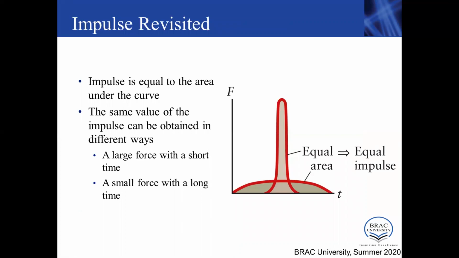Here the figure shows a graph, basically a force versus time graph, and here there are two graphs. One is narrower and another is wider, basically a wide graph and a narrow graph. But if the area of both graphs is equal, then the impulse involved in this case is also equal. So basically a large force with a short time and a small force with a long time give equal impulse if the area remains the same.